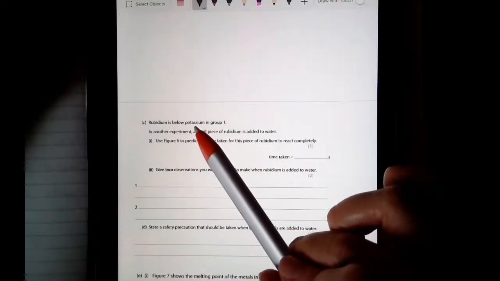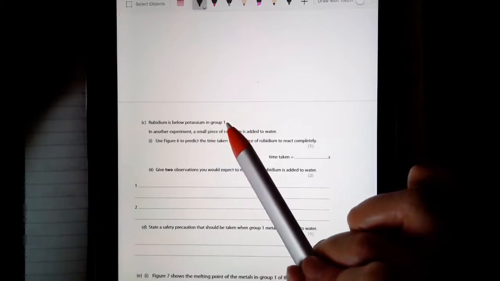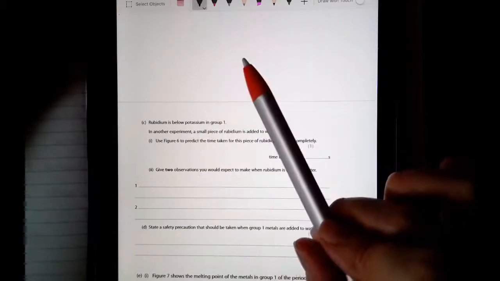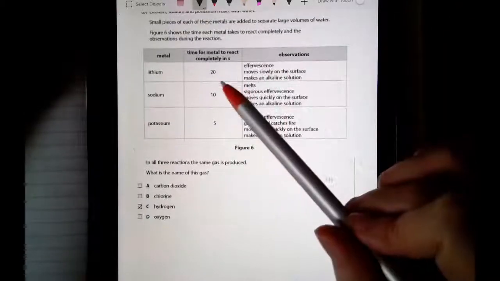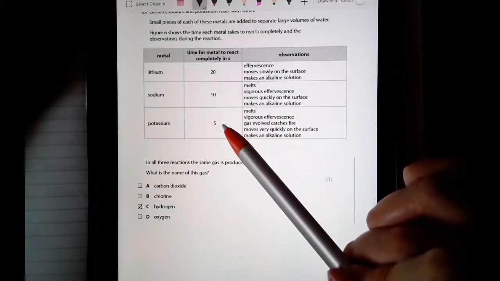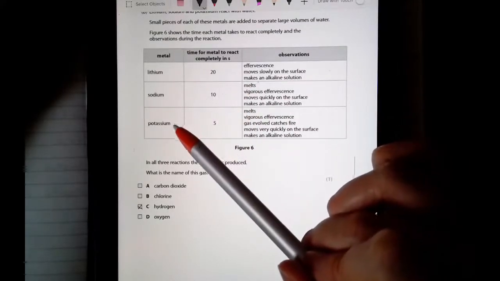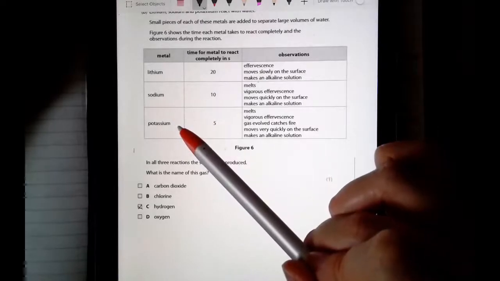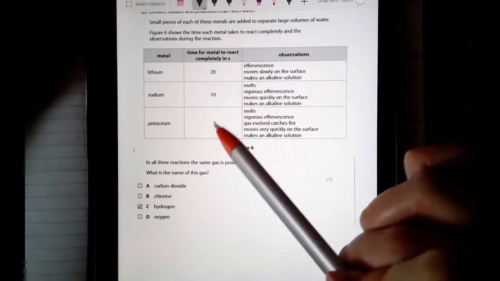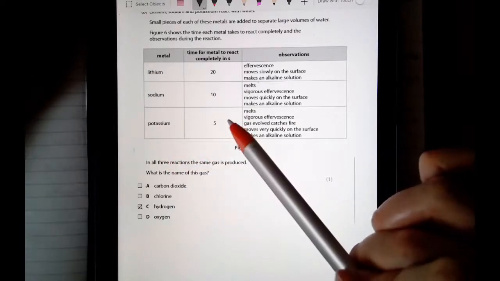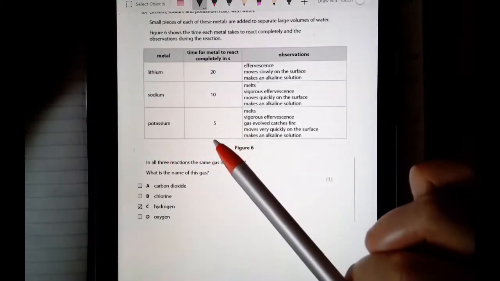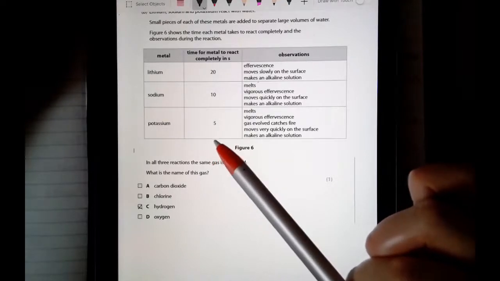And the next question, they ask you about rubidium. And they tell you it's below potassium in group 1, and they want you to use the information above to predict how long it's going to take for a piece of rubidium to react completely. Okay, so they've given you the time taken for lithium, sodium, and potassium, and you can see as you move down the group and the elements get more reactive, the reaction is quicker and quicker and quicker. Rubidium is below potassium. If potassium is reacting in 5 seconds, you would expect rubidium to react even faster.